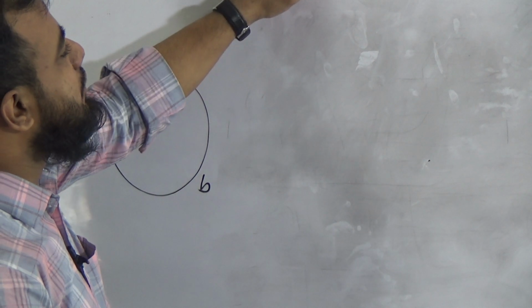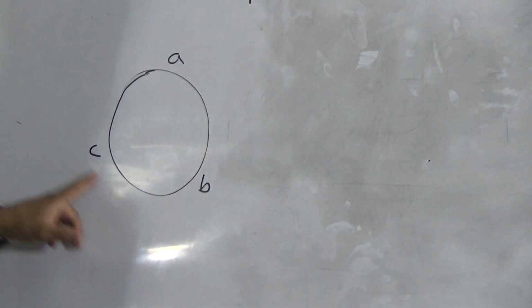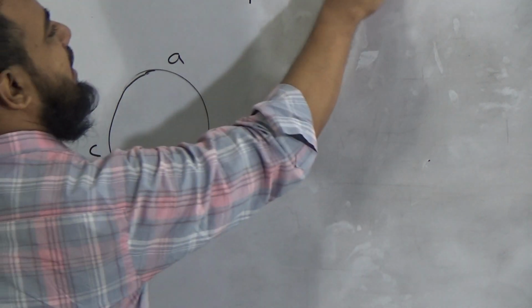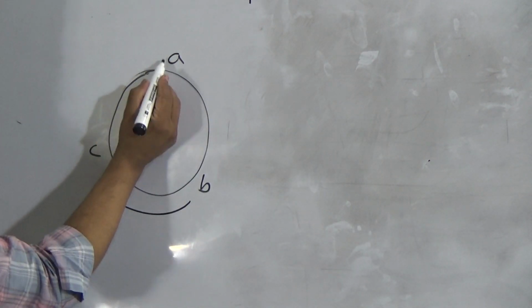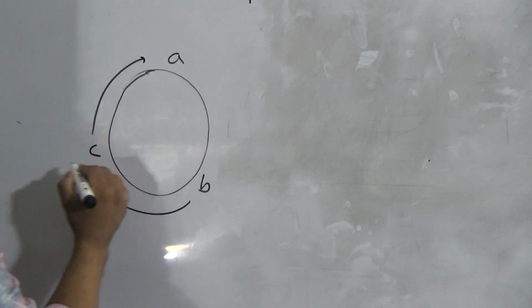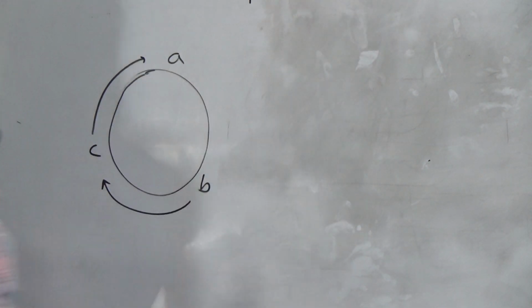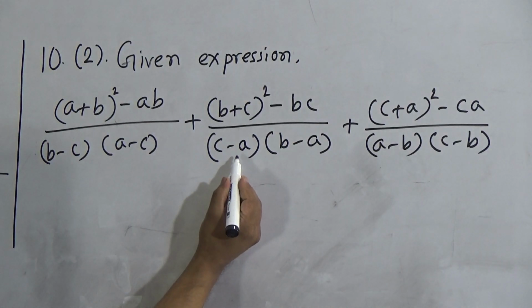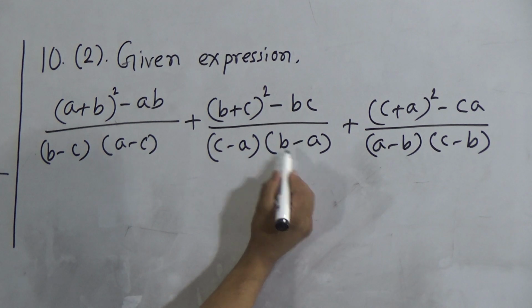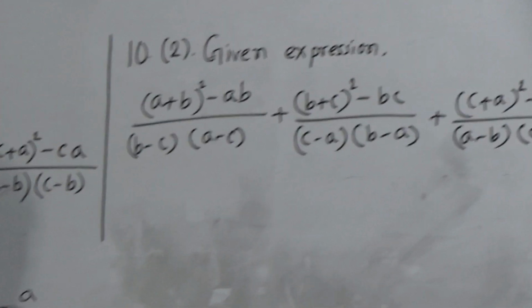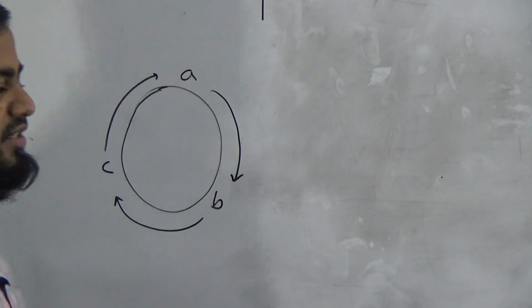How can we arrange it? b minus c is correct, going in this direction. But a minus c is not correct, because a minus c is anti-clockwise and this is clockwise, so we will make it c minus a. Like this, c minus a is clockwise. Next, b minus a is anti-clockwise, so we will make it a minus b. Like this we will arrange the denominator.